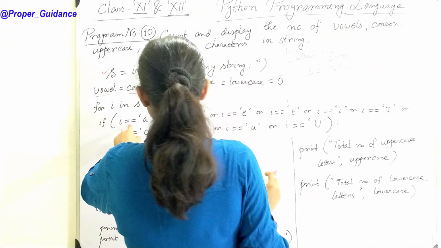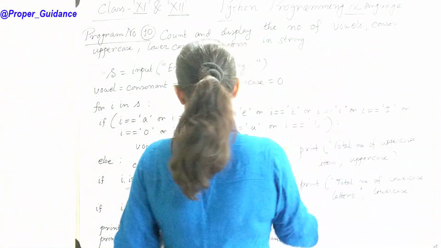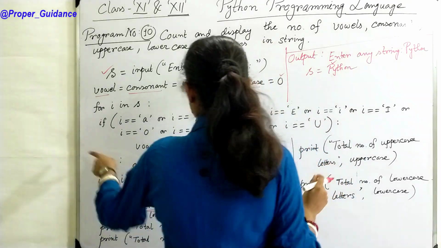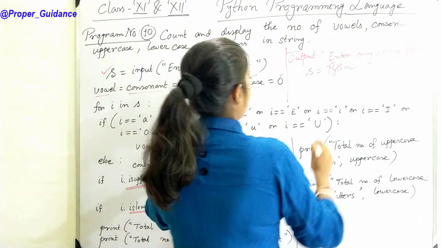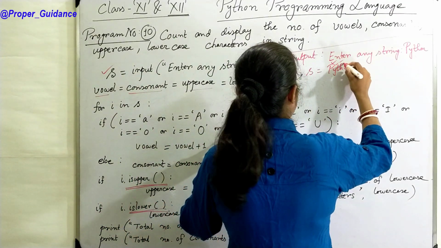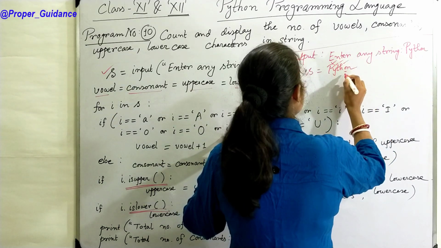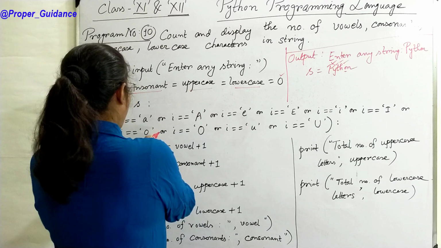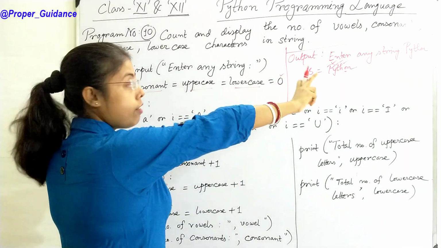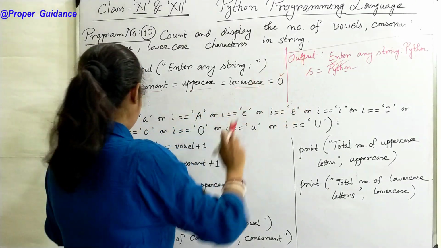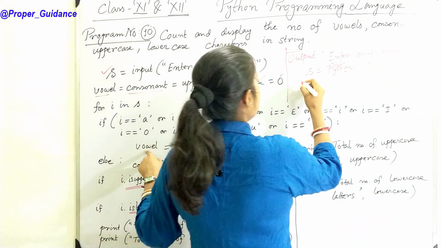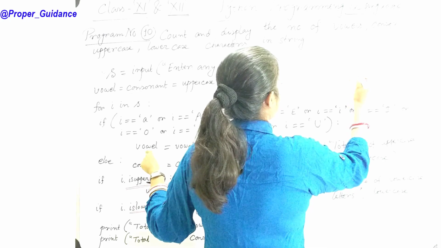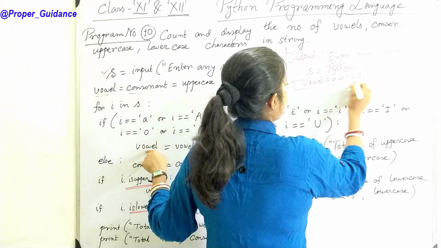For i in s, it will be checked like this. For the first character, it is checking P. Is it matched with any of the vowels? No. Y, no matching. T, no matching. H, no matching. O, yeah. O is matched here. i equals O. When it gets a vowel there, then the value of vowel will be increased. vowel equals 0 plus 1, that is 1. Keep it in a box.